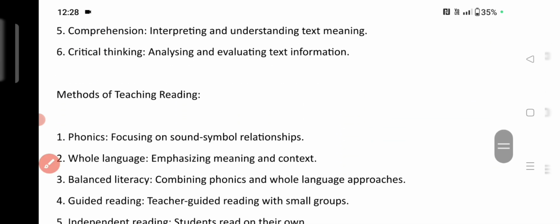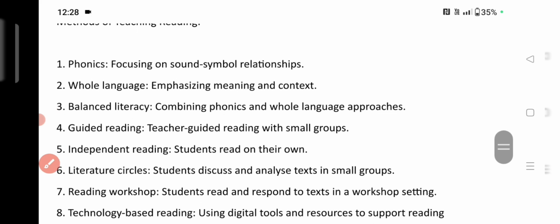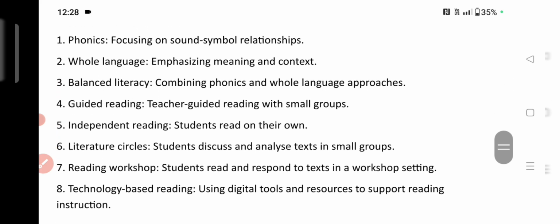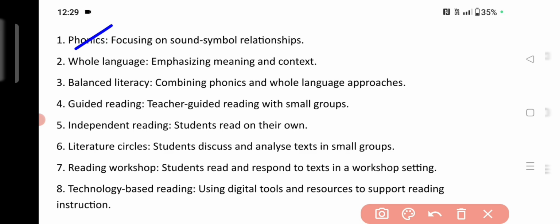And the next thing is the methods of teaching reading. So what are the methods of teaching reading? Phonics, focusing on sounds, symbols, and relationships. Whole language, that means emphasizing the meaning and context. Balanced literacy means combining the phonics and whole language approaches.